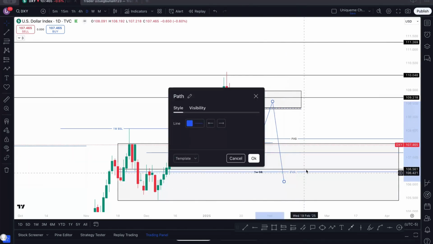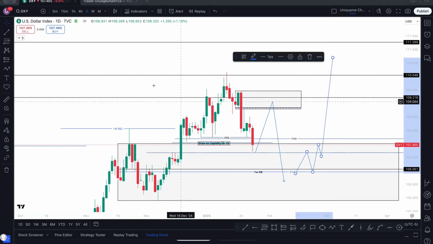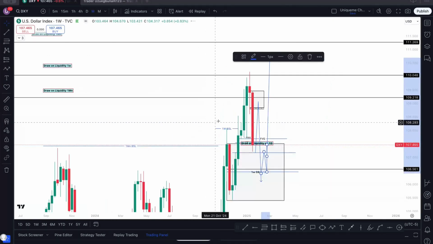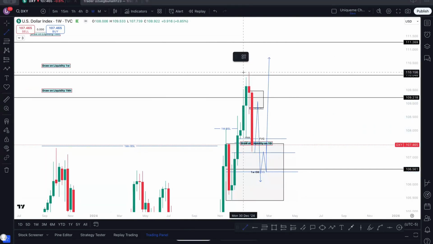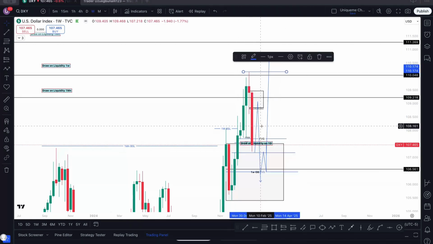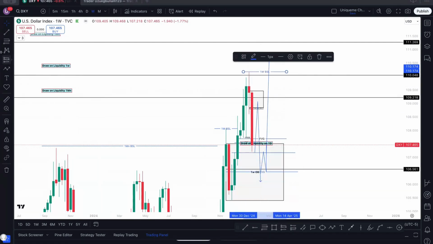Or if this does not happen on the chart, price might just do a formal change of character, and what happens? It starts going up to take out the high of one day, which will be here, as the buy side liquidity of 1 week.